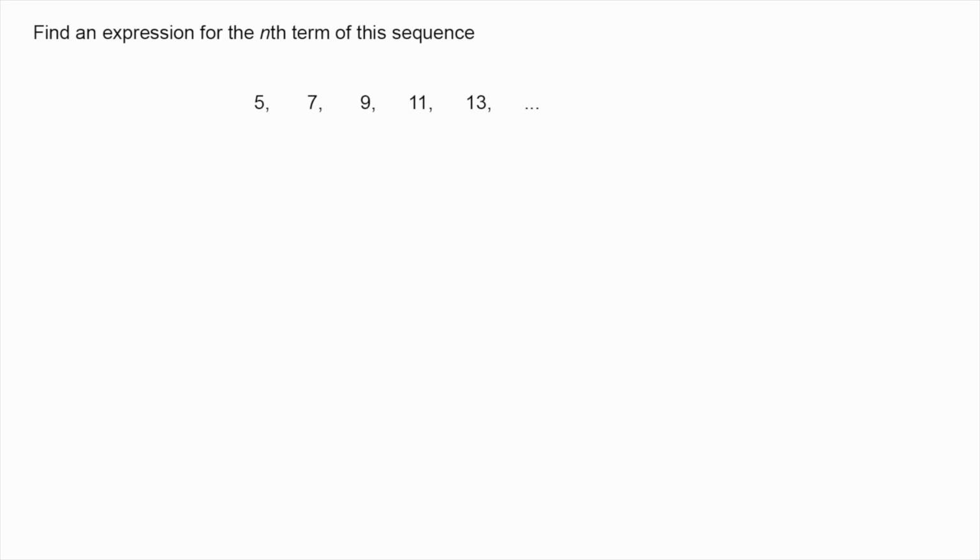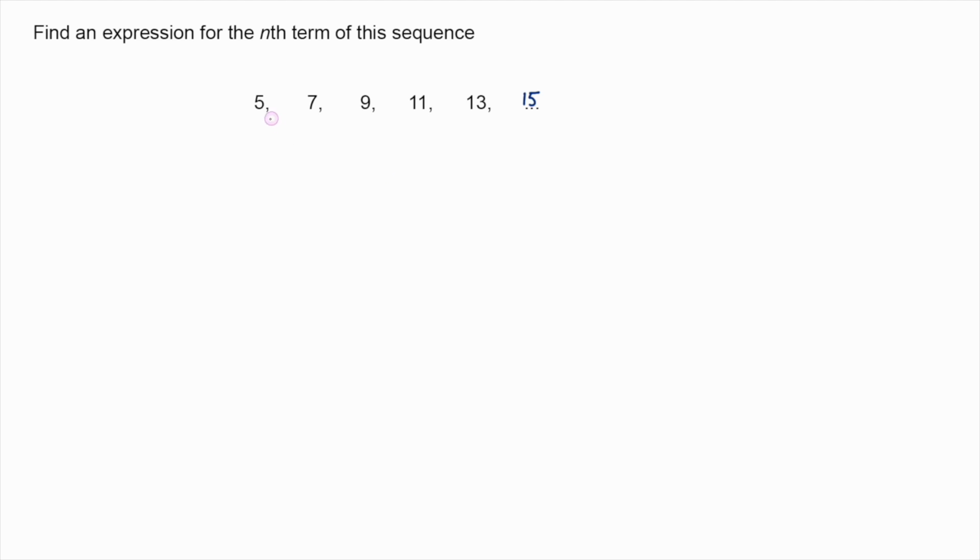For this question, we're asked to find an expression for the nth term of this sequence. Now, what this means is to find a rule which will give you any of these terms. So, for example, this is the first term, the second term, third, fourth, fifth, etc. We know that the next term would be 15. And the reason it's 15 is because we're going up in twos.